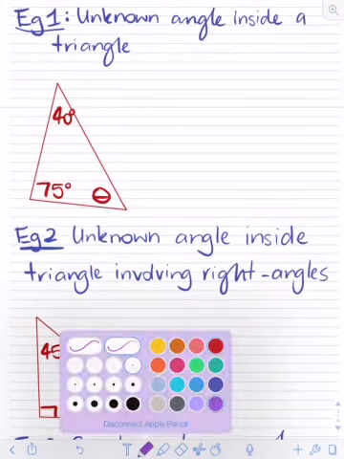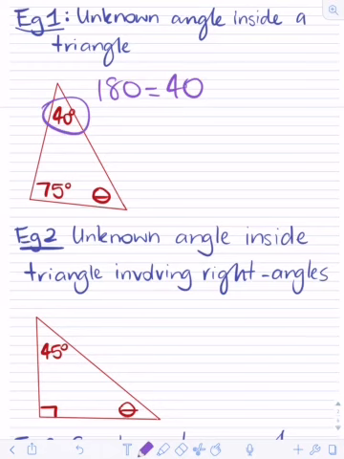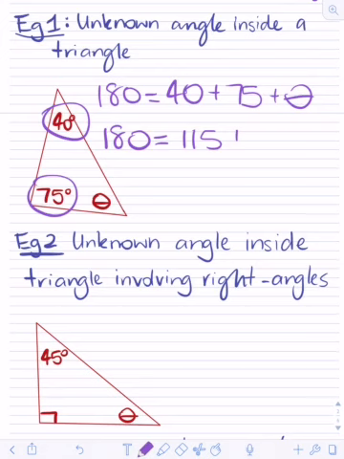Now, as we know, all three of these angles, 40, 75, and theta, must add up to 180 degrees. So we can write this as an equation where we write 180 equals 40, plus 75, plus theta. Now when we add up 40 and 75, we can simplify that further to 115. So we have 180 equals 115 plus theta.